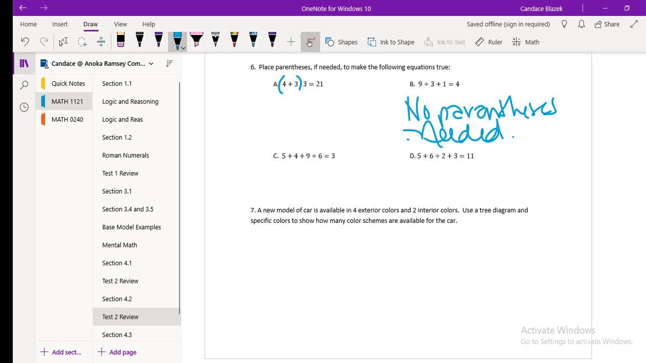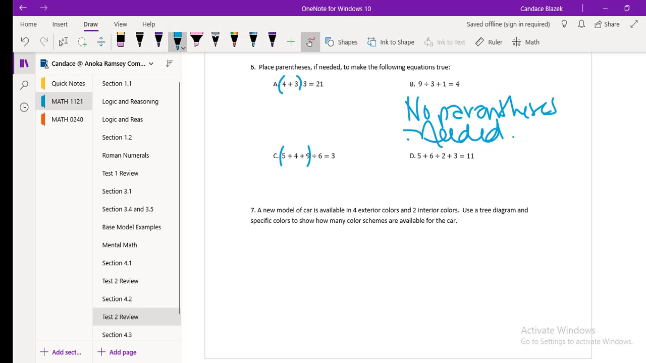C. 5 plus 4 plus 9 divided by 6 is equal to 3. If I use order of operations, 9 divided by 6 would be 3 halves, and plus 9 would give us 12 and a half. That's not what we need. So when I look at this, and I do the addition first, 5 plus 4 plus 9, I get 18. And 18 divided by 6 is 3, so I'm going to put my parentheses around the addition so that we do that before the division.